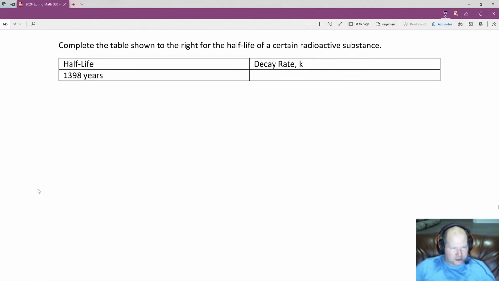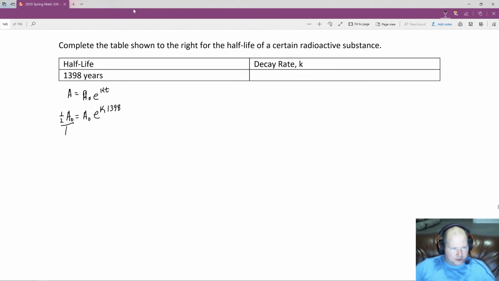Okay, so let's go back to the base equation, which is something like A is equal to A initial e to the kt. Alright, so now we know that the half-life, so it's half of the original, is equal to the original, right, e to the k. We don't know what k is, but t, we know t is 1,398. Alright, so now we need to solve this.